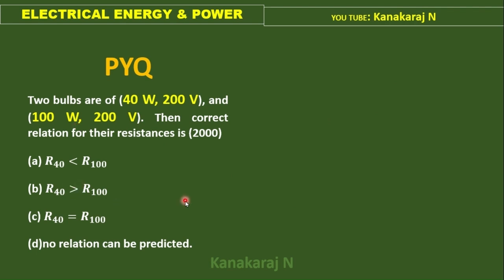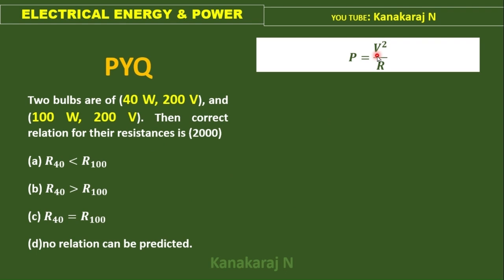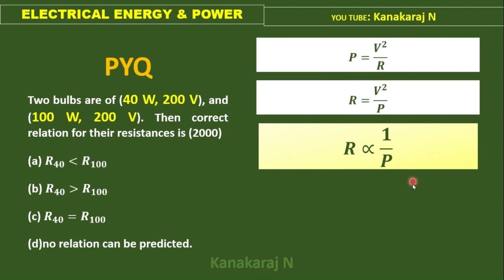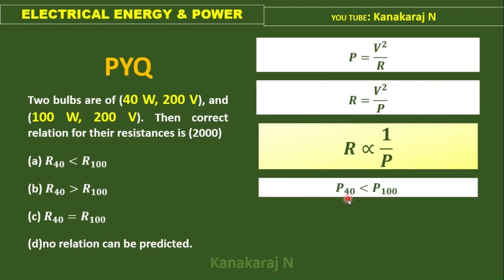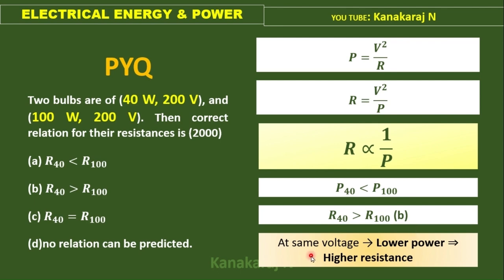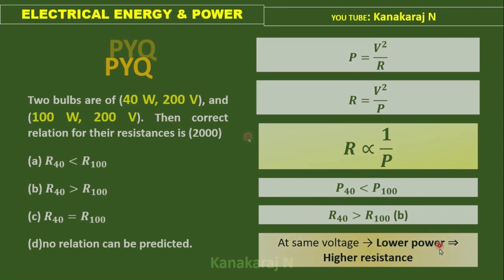Let us learn. P equals V square upon R, so R equals V square upon P. As V is constant, R is proportional to 1 upon P. Therefore, the power of 40 is less than the power of 100. Therefore, the resistance of 40 is greater than the resistance of 100. So option B is correct. At the same voltage, the lower the power, the higher the resistance.